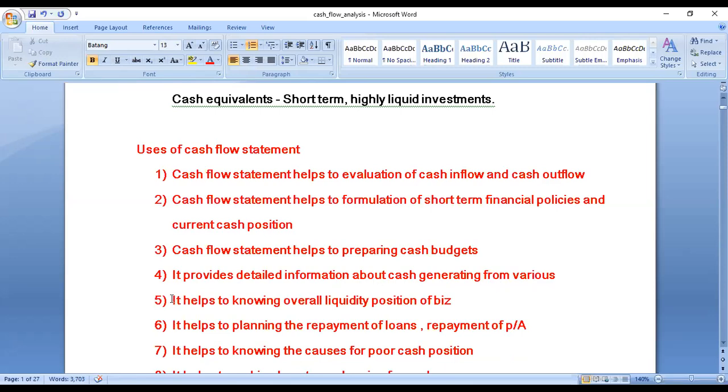Then it helps in knowing the overall liquidity position of the business. The cash flow statement helps each and every enterprise or organization to know the liquidity position. Already we know what is meant by liquidity, the resources which are easily converted into cash.